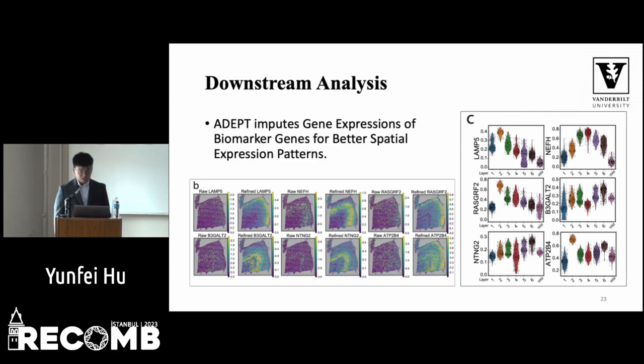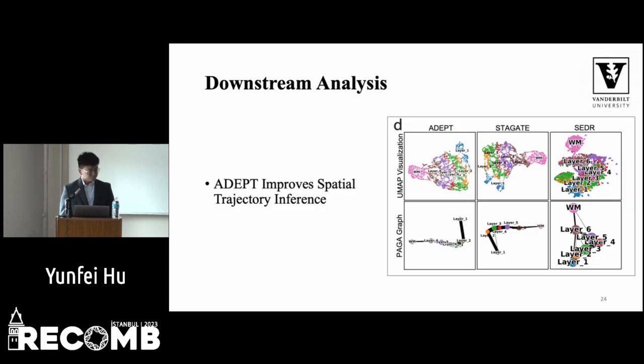Meanwhile, in subfigure C, we can clearly see that the violin plot for LAMP5 reaches the highest overall expression in layer 2, just as the orange one suggests in the figure. This finding aligns with both the previous biological evidence and our imputation results. We can see that ADEPT imputes gene expression of marker genes for better spatial expression patterns.